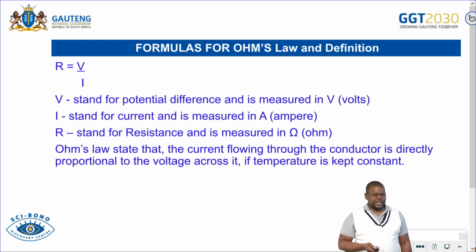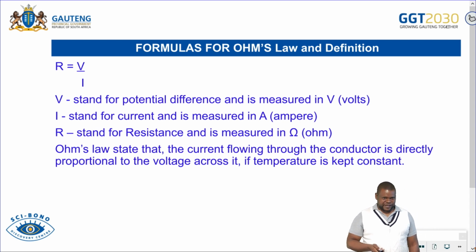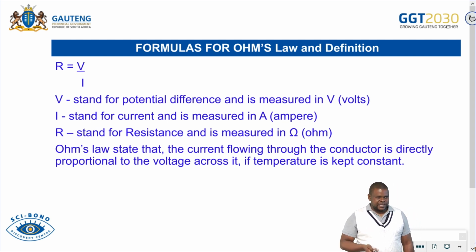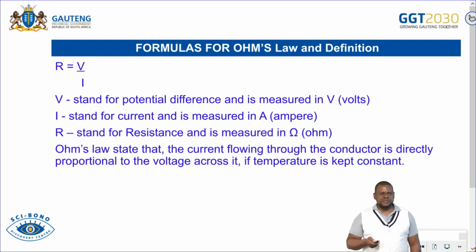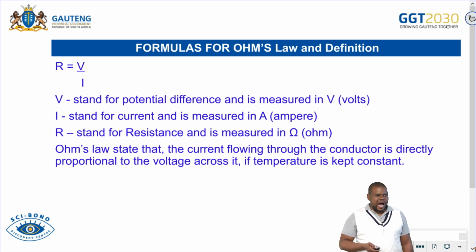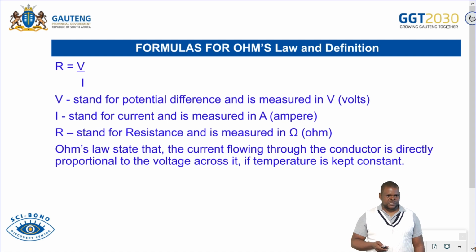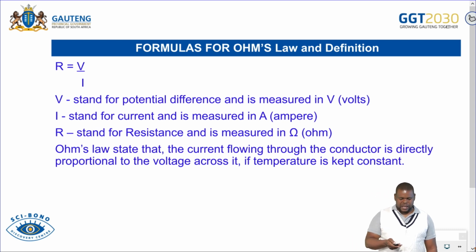And we continue, grade 11s. We say now V, which stands for potential difference, is measured in volts, and the symbol for volts is V. And I stands for current, which is measured in what? Ampere, and the symbol for ampere is capital A, grade 11s. And R stands for resistance, and resistance is measured in ohms, and the symbol for ohm is what? It is the sigma. You can see from our slide, grade 11s.